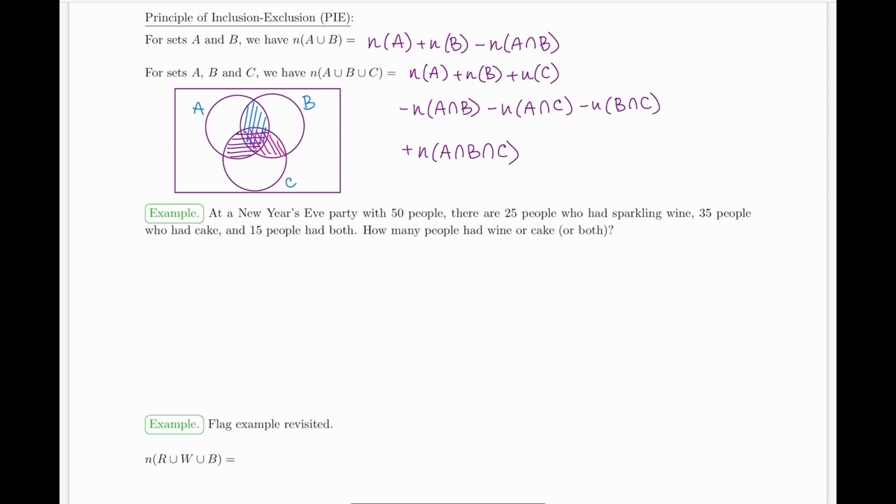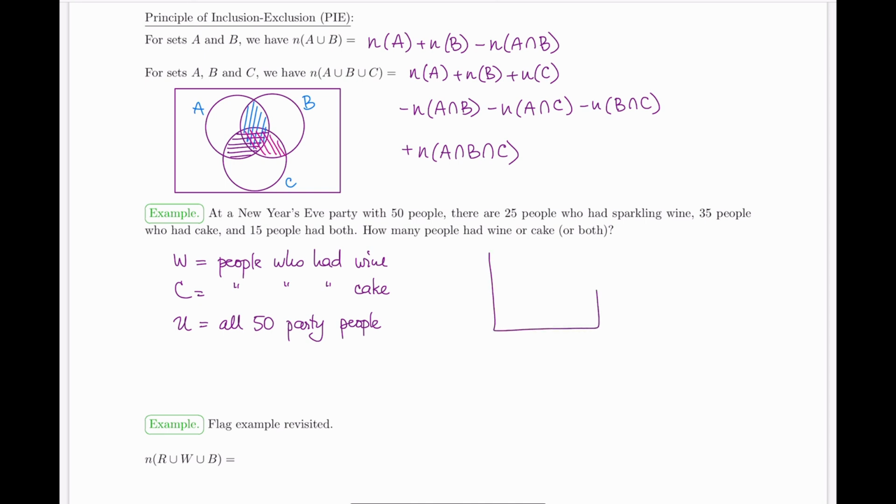So let me just first of all denote my sets. W is going to represent people who had wine. And I'm going to have C represent people who had cake. U is going to be my universal set, so all the people present at the party, all 50 party people. Now, I can draw the Venn diagram the way that I have before and think about what the question is asking and how I can label my regions within this diagram. So wine and cake.